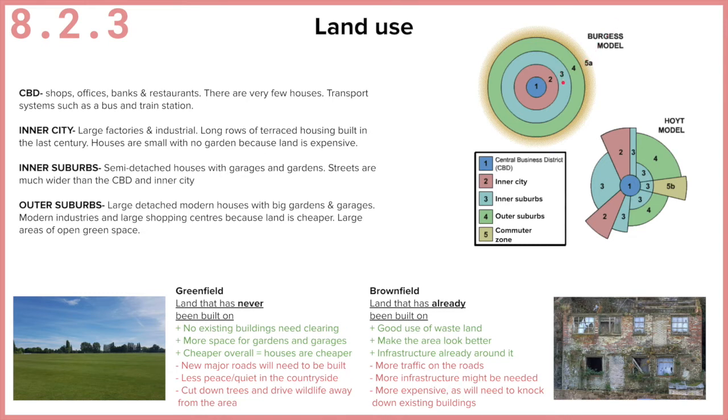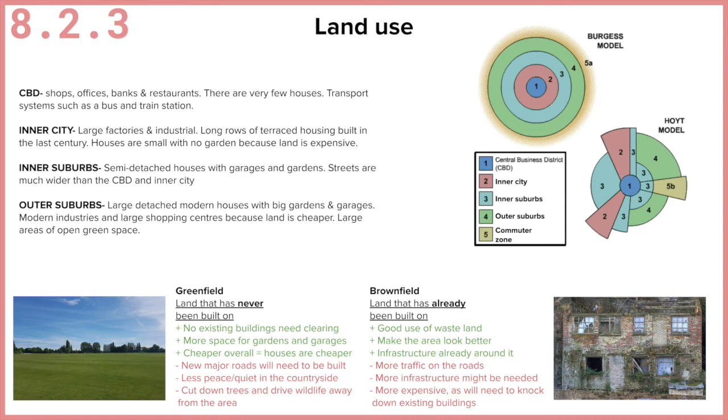This is where we're starting to see a bit more availability of land for housing. So instead of having long rows of terraced housing, which is really small, we've now got semi-detached houses, which means two houses joined together. And you're more likely to have a small garden, and maybe even a garage. The streets are much wider here, and it's predominantly all residential. You're not really going to have many factories out in the inner suburbs.